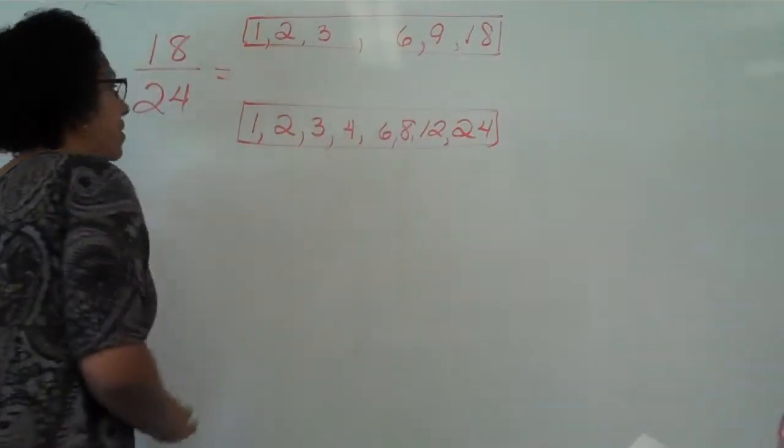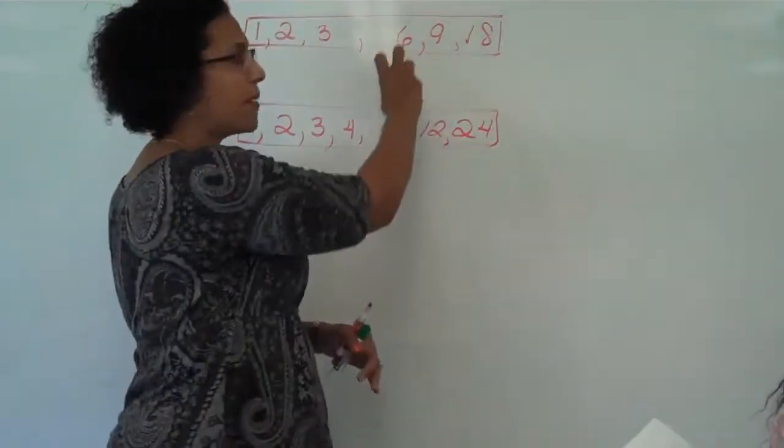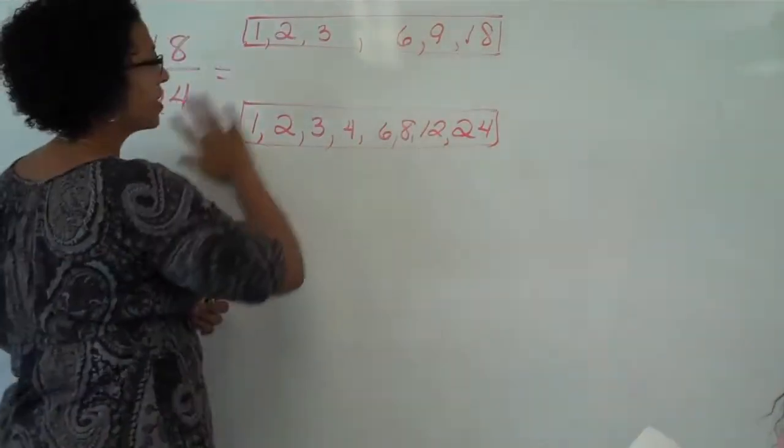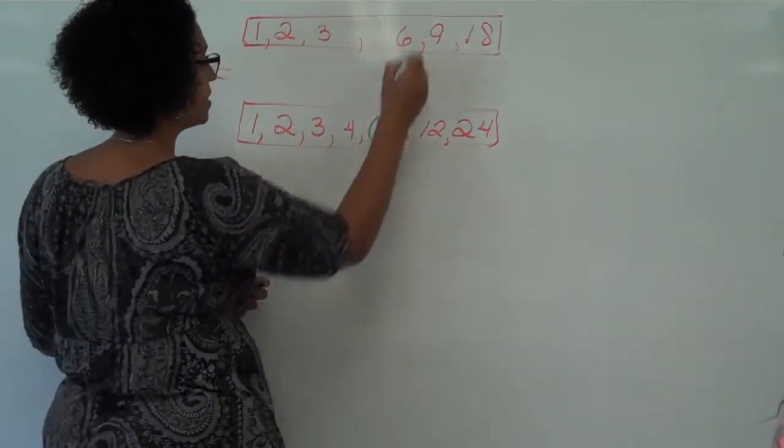Now I'm going to look at these numbers, and I'm going to find the greatest common factor. Greatest means the biggest number. Common means that they both have them. So I'm going to look at my list. Do you see it, Emily? What is it? 6. It is 6. So we're going to circle this.